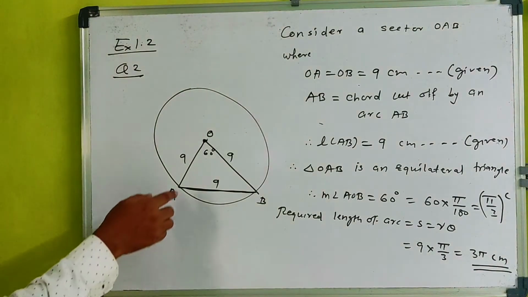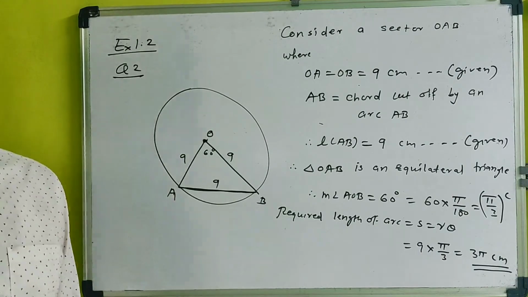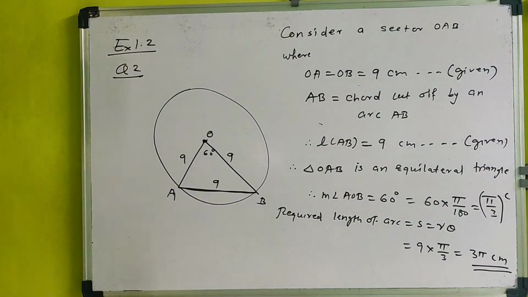Did you understand? So it's very simple. All sides are equal, therefore equilateral triangle. So the center angle is 60 degree. That was the only point in this sum. So just copy down this one. Have a good look once.